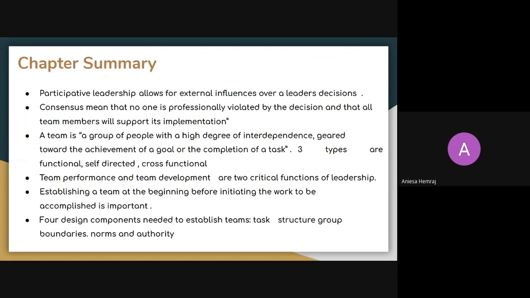A team is a group of people with a high degree of interdependency geared towards the achievement of a goal or completing a task. The 3 types of teams are functional, self-directed, and cross-functional. Team performance and team development are 2 critical functions of leadership. Establishing a team at the beginning before initiating the work to be accomplished is important, and 4 design components needed to establish a team are task structure, group boundaries, norms, and authority.